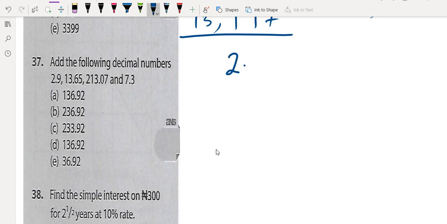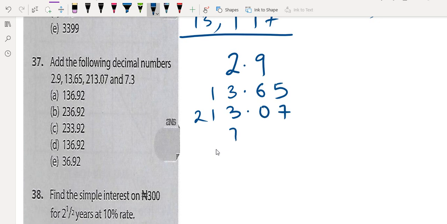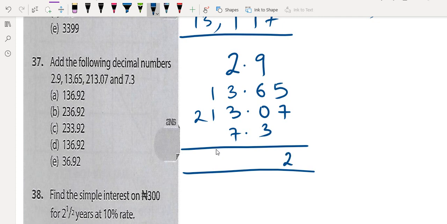Right? Yes, sir. 2 point what? 9. 2.9, then what? 13.65. Then what? 213.07. Then what? 7.3. So make sure that your points are under each other, right? That's the only challenge.